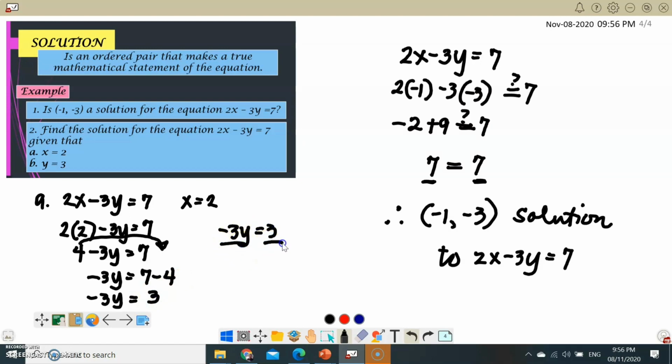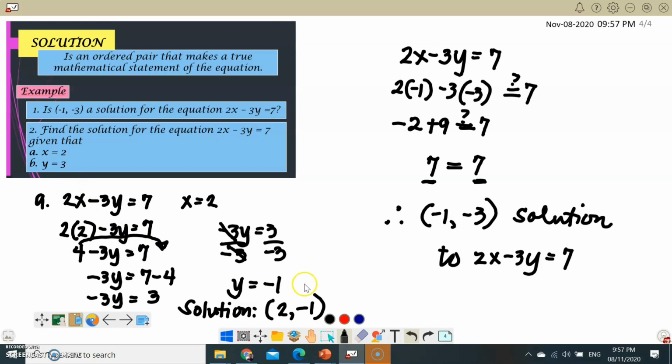You divide both sides of the equation by the coefficient of y. So negative 3 is cancelled to negative 3. Y now is equal to 3 over negative 3. So we have here negative 1. Therefore, if x is equal to 2, y is equal to negative 1. And what is the solution now? So the solution would be 2, negative 1.